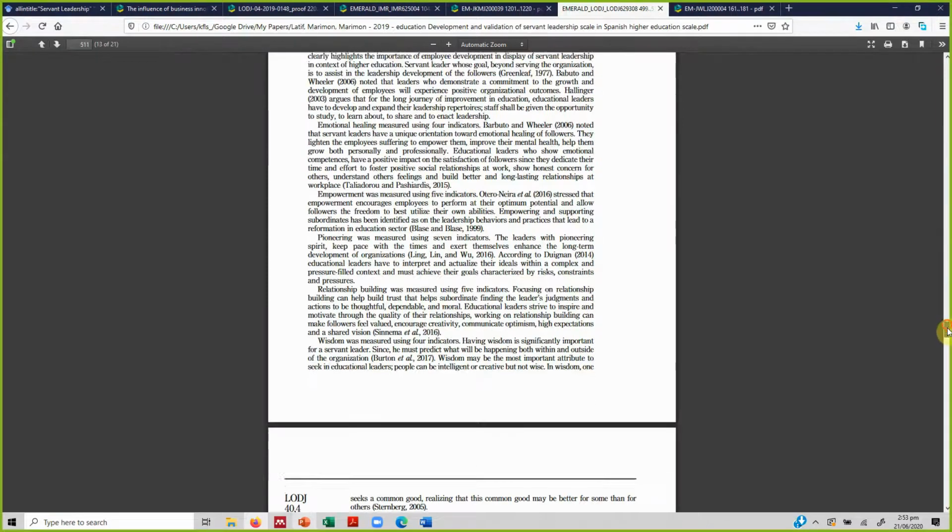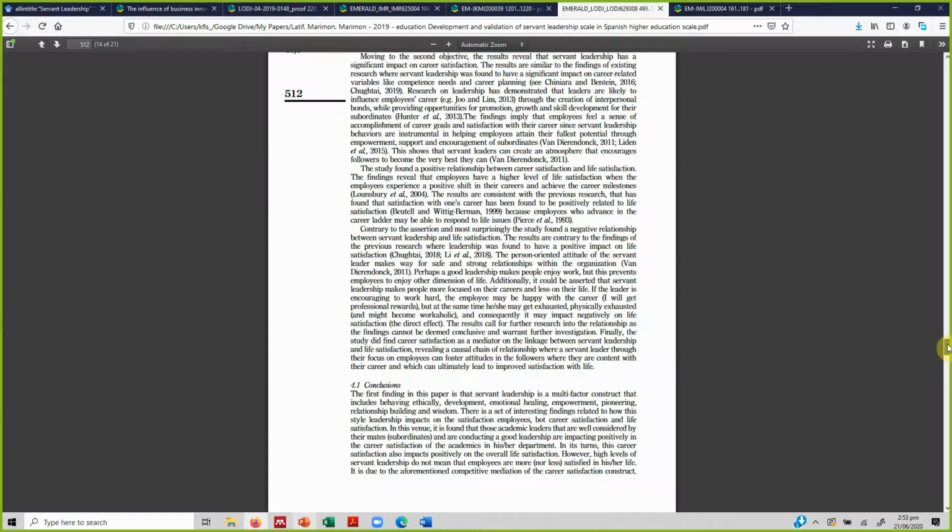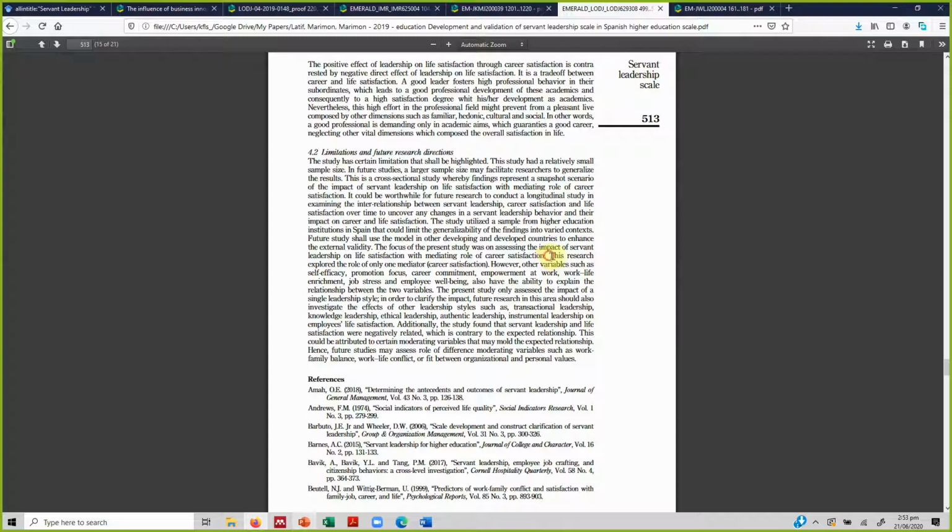And while I was looking at their limitations and future research directions, I found out that they have recommended that this research actually focused on only one mediator, career satisfaction. However, other variables such as self-efficacy, promotion focus, career commitment, empowerment at work, work-life balance, work-life enrichment, job stress, and employee well-being also have the ability to explain the relationship between the two variables. So this research is actually recommending some other variables that could be influenced by servant leadership.